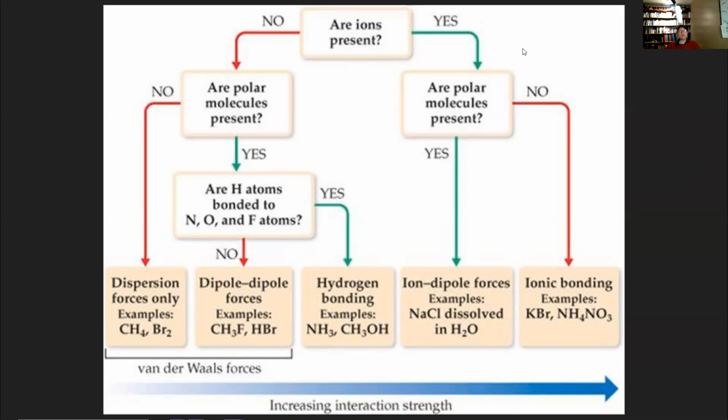If you're back at the top, are ions present? And you answer no, then you ask, are there any polar molecules present? If the answer is no, then you just have dispersion attractions. If there are polar molecules present, are there hydrogen atoms attached to N, O, or F atoms? If the answer is yes, then you are going to have hydrogen bonding. If not, you'll just have dipole-dipole.